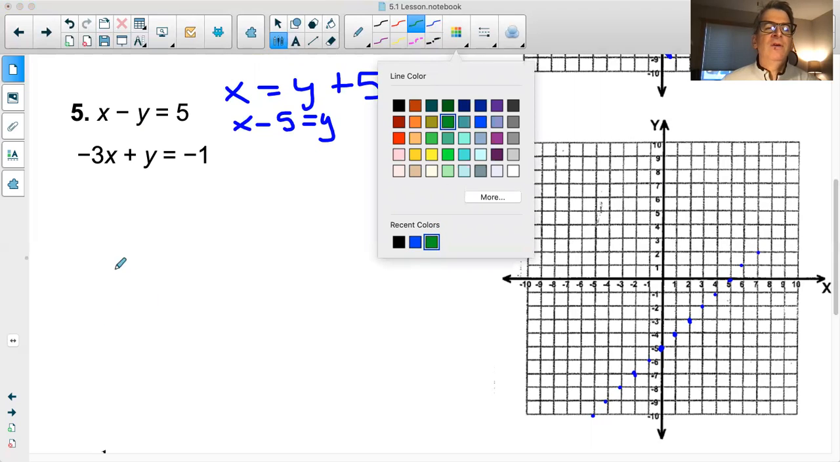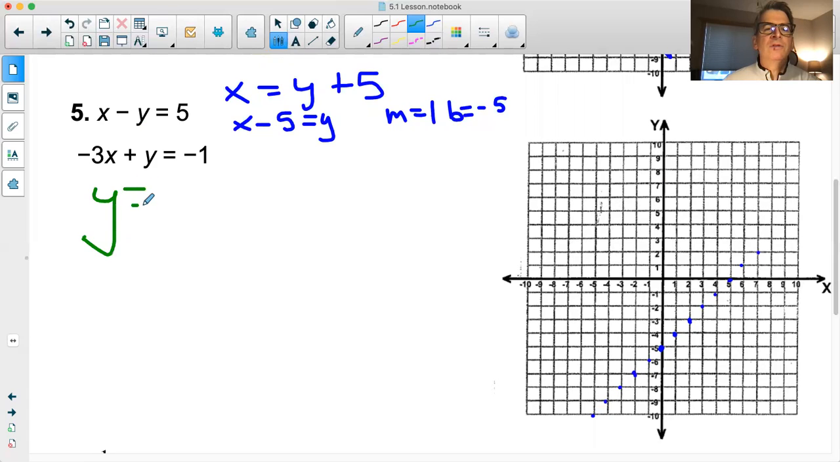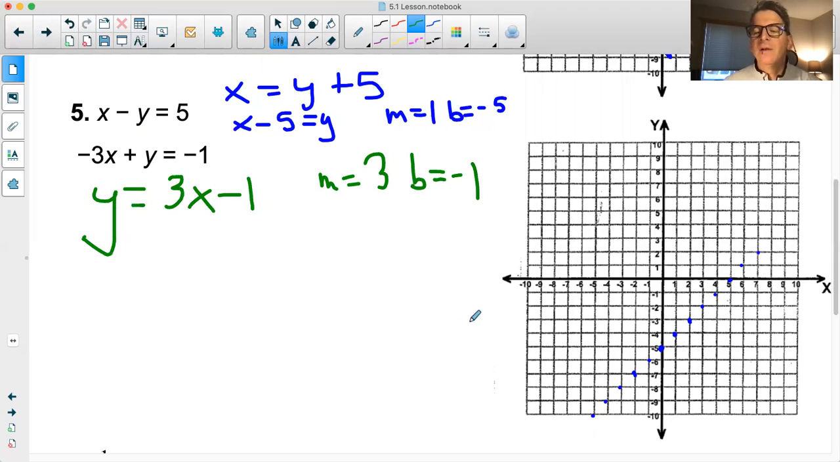Second equation, you have add 3x to both sides. You'd have y equals 3x minus 1. Your slope is 3. And your intercept is at -1. So slope intercept is your go-to. And it's going to be your go-to next year too. So -1 is your intercept. And +3 is the slope, okay?